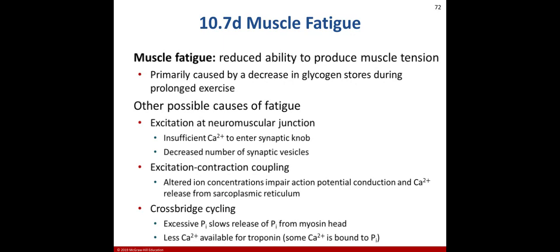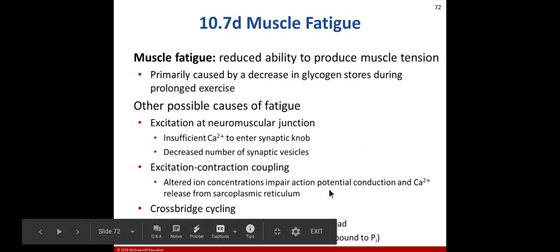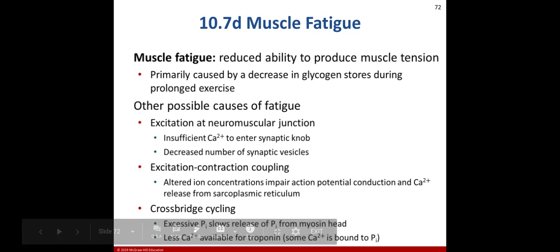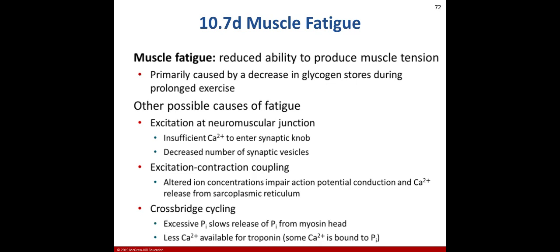So what is muscle fatigue? That's the reduced ability of the muscle to produce tension. This can be caused by decreasing glycogen stores after a long exercise. Other reasons you can have fatigue: if you excite the neuromuscular junction and there's not enough calcium, that will decrease the synaptic vesicles. You can have problems with excitation-contraction coupling, when the ion concentrations do not allow the action potential to move. And with cross-bridge cycling, if you've got a lot of phosphate lying around, that is going to be slow to let ATP bind to the myosin head, so we have less ability to have a contraction.